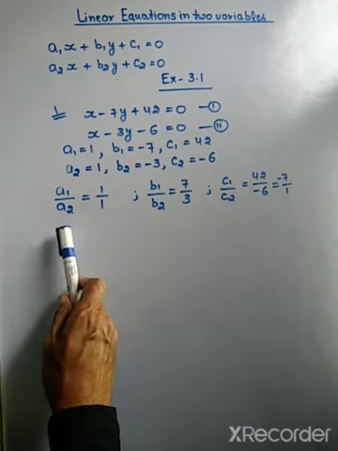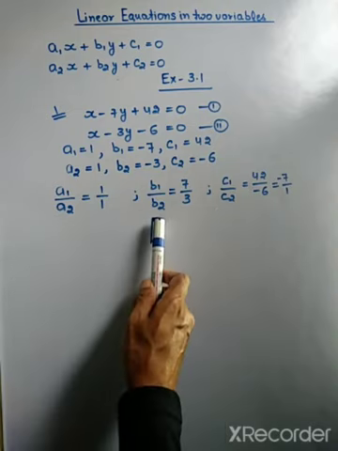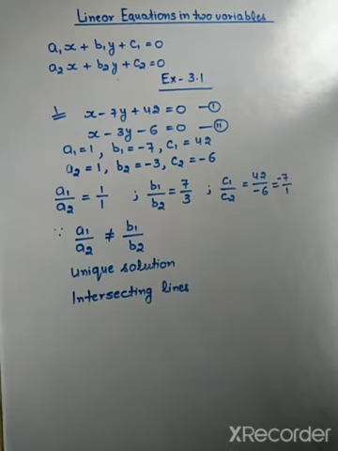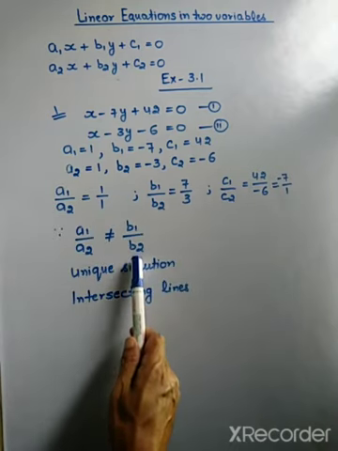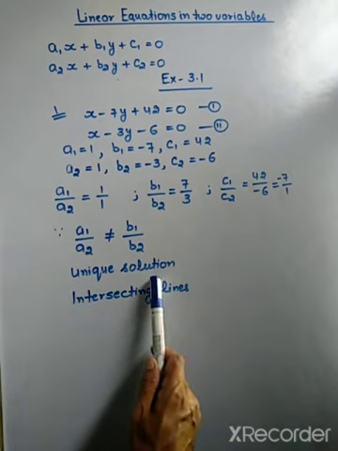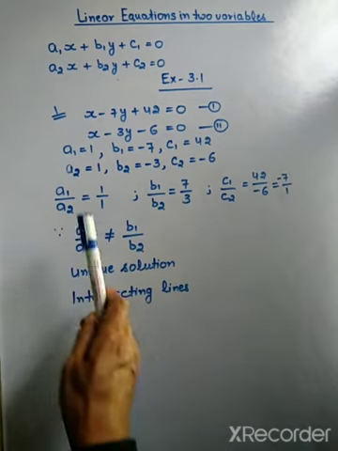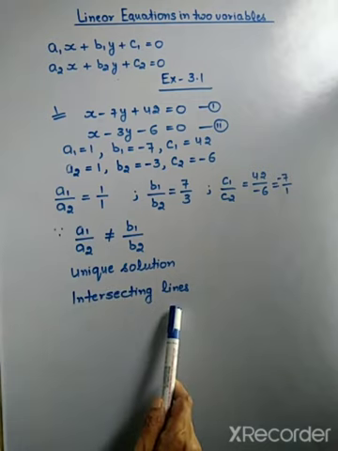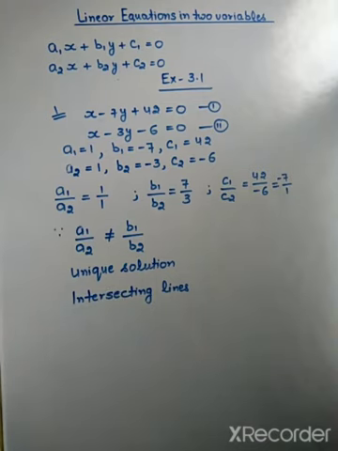Now you can see that a1 upon a2 is not equal to b1 upon b2. So we will get a unique solution, which means we will get one value of both x and y, or we can say we will get intersecting lines.